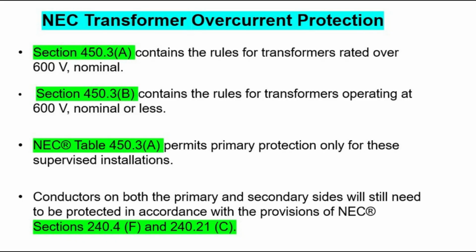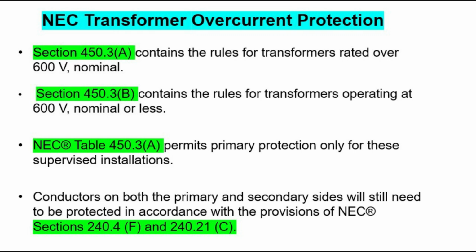The first factor is the voltage at which the transformer operates. Section 450.3(A) contains the rules for transformers rated over 600 V, nominal. Section 450.3(B) contains the rules for transformers operating at 600 volts, nominal or less. The second factor is the location of the overcurrent device. Requirements vary depending on whether only the primary winding is protected or both the primary and secondary windings are protected.